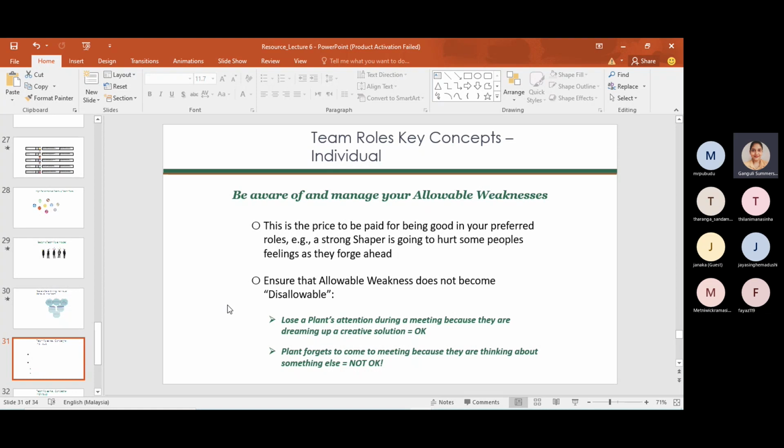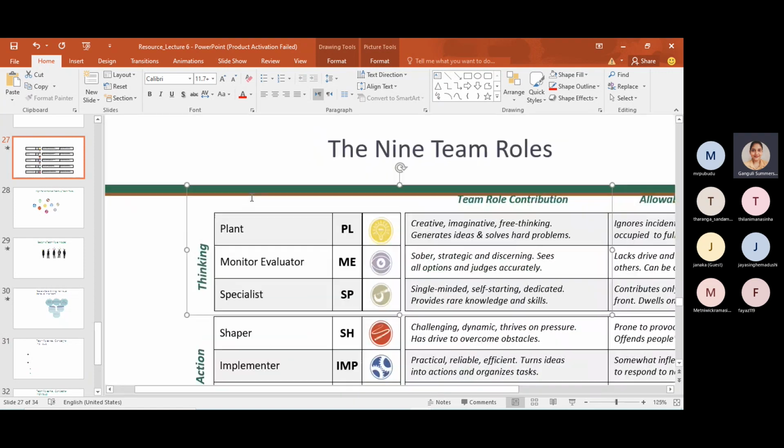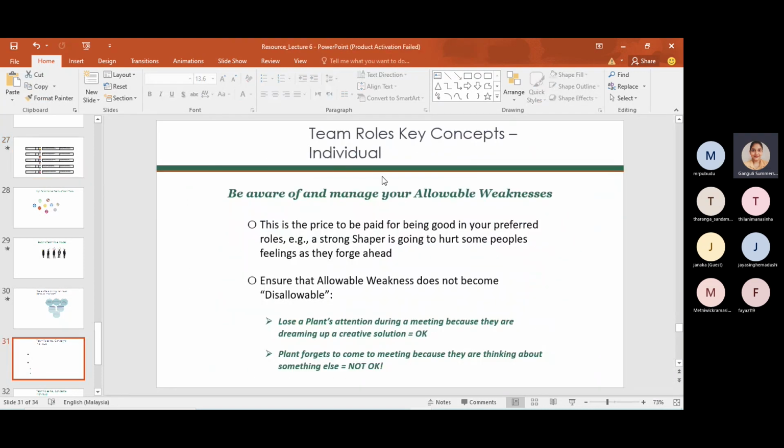A plant here does not mean the tree plants. I'm talking about this team role. In Belbin's 9 team roles, you can see there is a role called plant. Plant is a person who is very creative and imaginative. For example, during a team meeting, let's say this plant is dreaming or thinking about a creative solution that he or she can give to the teamwork.